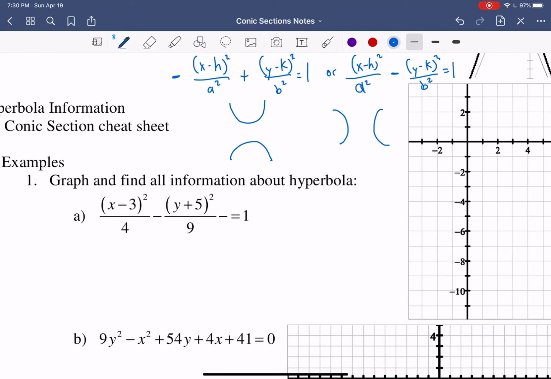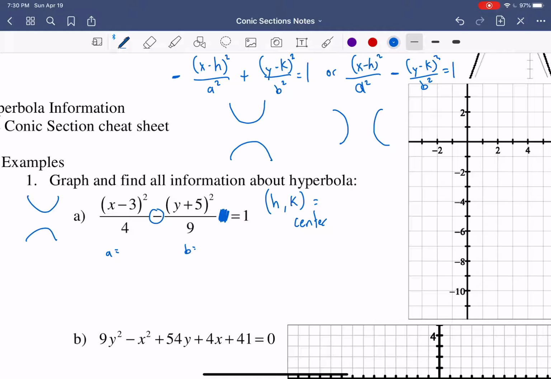Here, if we look at this, we have the negative in front of the y. So if we check our notes, that means it's going to open up and down, but we still need to figure out all this other information. But we can at least figure out what h and k are, right? And that still forms, like it did in the circle and in the ellipse, the center. And then we also need to figure out what a is and b is, and we're going to use that for a lot of our other stuff.